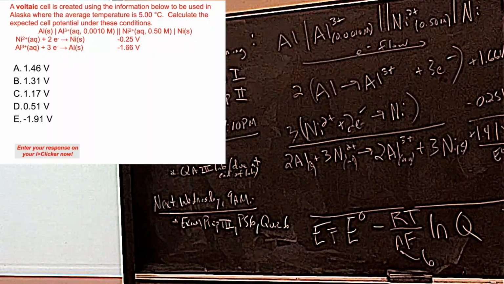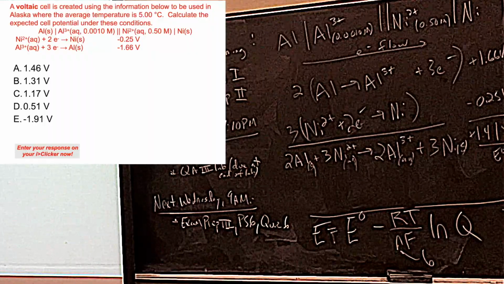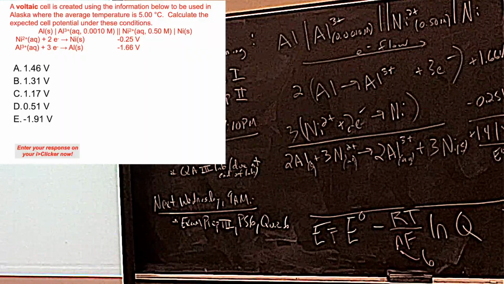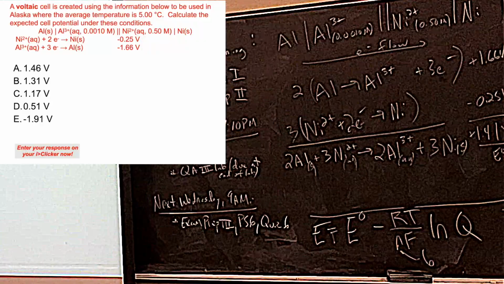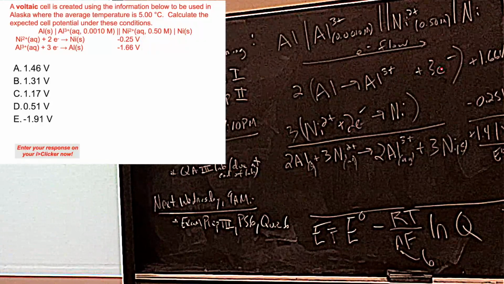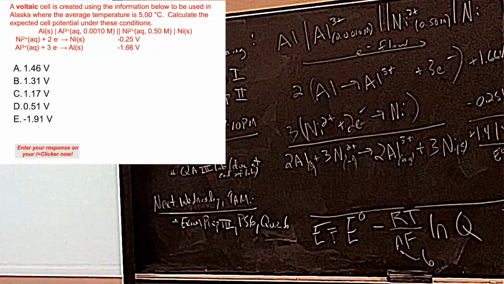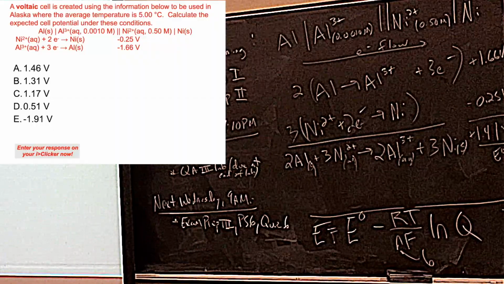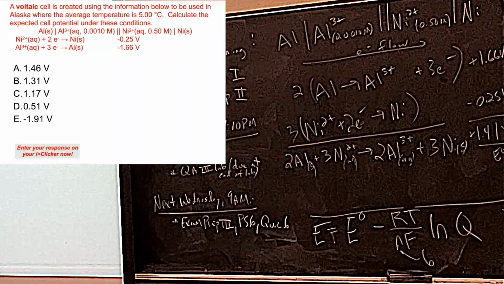R, 8.3145. Temperature, 5 degrees in Kelvin, 273 plus 5 is 278.15. N, we just saw, was 6 moles, because 3 times 2 and 2 times 3, that's the moles of electrons needed. F, 96,485 coulombs per mole of electrons.